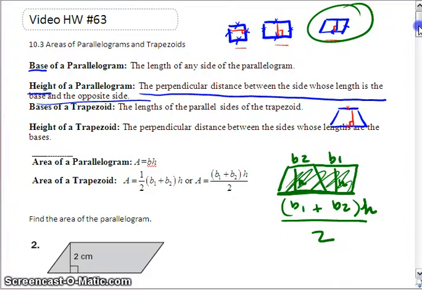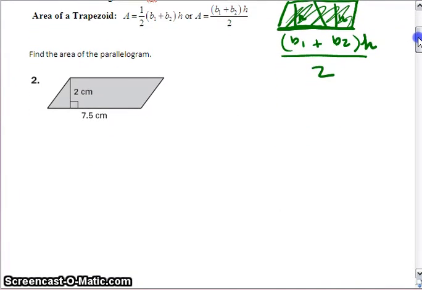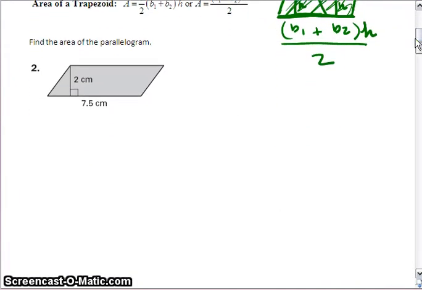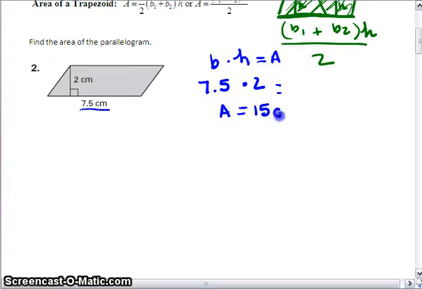Now let's practice using some of these formulas. We want to find the area of this parallelogram. Again, we know the base is 7.5. We know the height is 2. Well, if we're going to use the formula base times height equals area, then we would multiply 7.5 times 2. And this would give us area equals 15 centimeters.